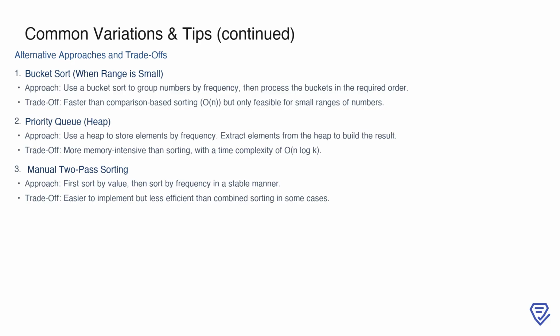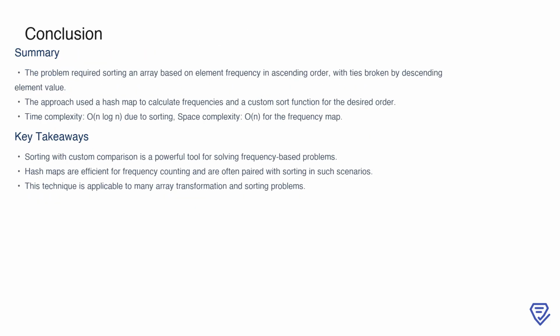Lastly, there's the manual two-pass sorting approach, where you first sort by value and then by frequency in a stable manner. While easier to implement, this can be less efficient compared to combining the sorting steps. Each approach has its strengths and weaknesses, so consider which is most appropriate based on the problem constraints. That wraps up our discussion of LeetCode problem number 1636, sort array by increasing frequency. We summarized the approach, highlighted the key takeaways, and discussed its complexity. I encourage you to practice related problems to solidify your understanding.